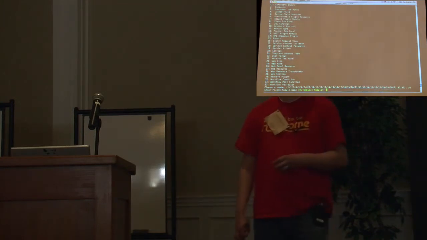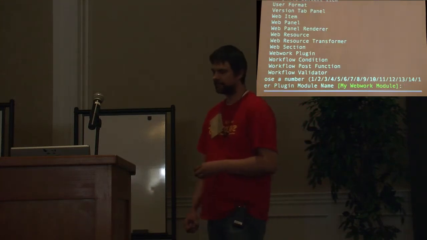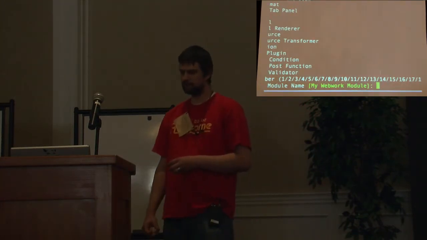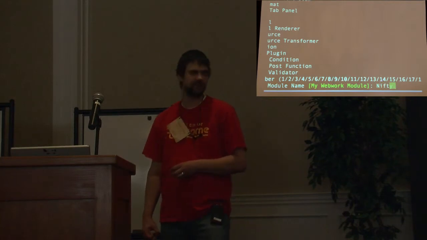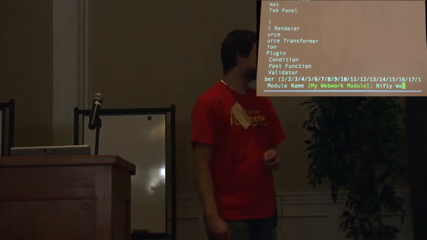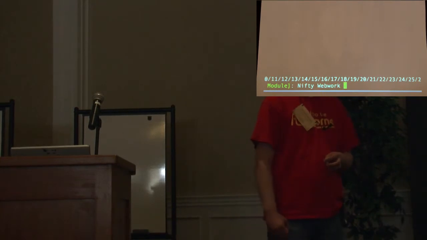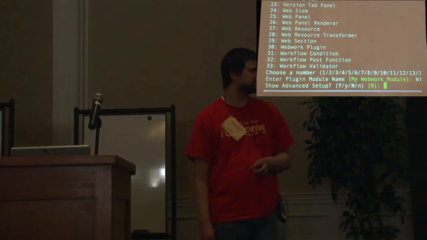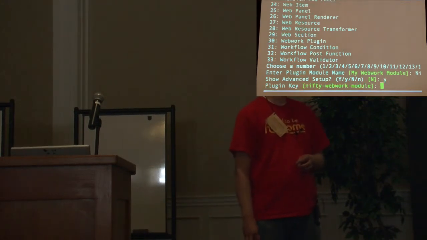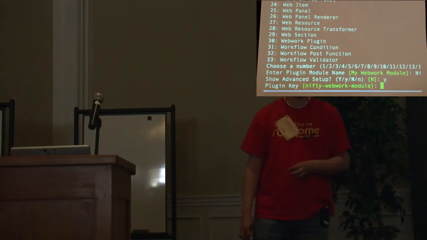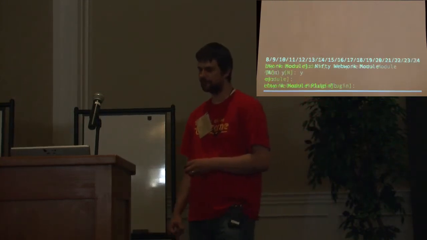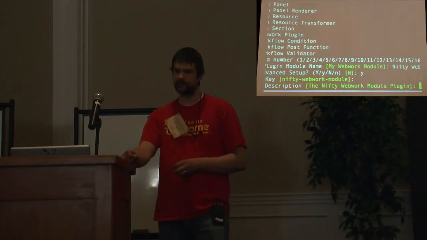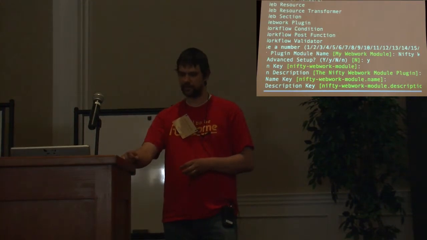And this time, it's asking us for a module name, not a class name. So I'm going to give it a module name, and we'll call this Nifty WebWork Module. And go ahead and hit enter. This time I am going to do the advanced setup, so I just hit Y and hit enter. It fills in our plugin key based on our previous input, which is all good. And it fills in our description based on our previous input, all good. And there are the keys filled in. And here we go at action class name.